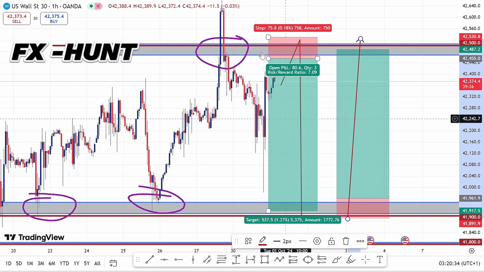When price gets there, you go to your 15 minutes time frame, refine, and look for extra confluences. Then you execute your sell position.